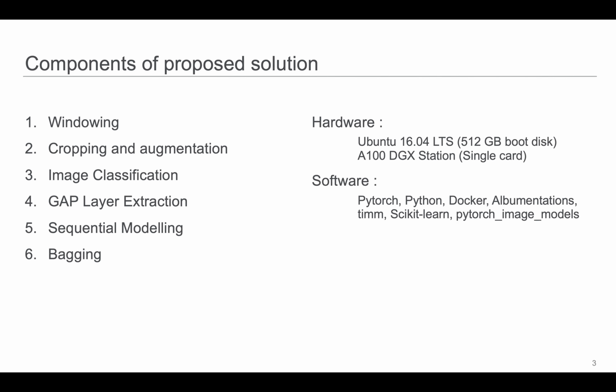I'm going to talk about the components of the solution: windowing, cropping and augmentation, image classification, the extraction of image features, and then how those image features were sequentially modeled. The hardware used was Linux with A100 DGX stations, and a big shout out to Doubleyard for their support in providing that compute. It's the latest cards from NVIDIA and much faster than anything else you can find on the market.